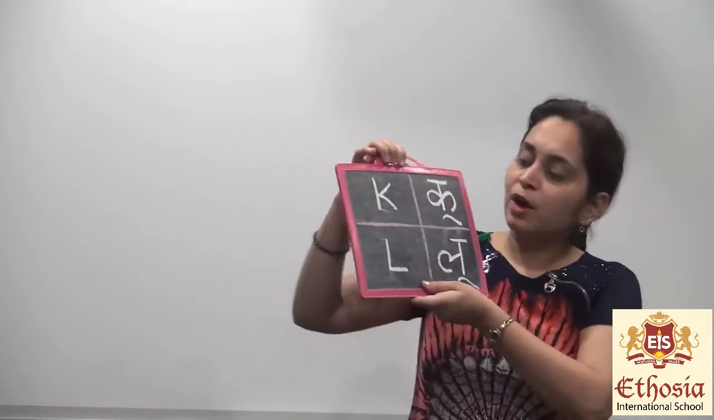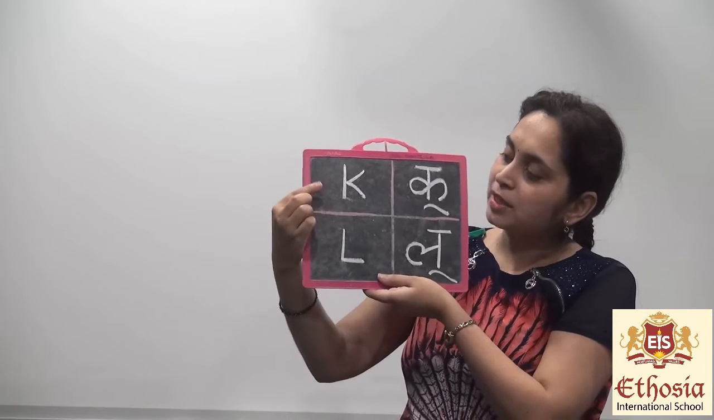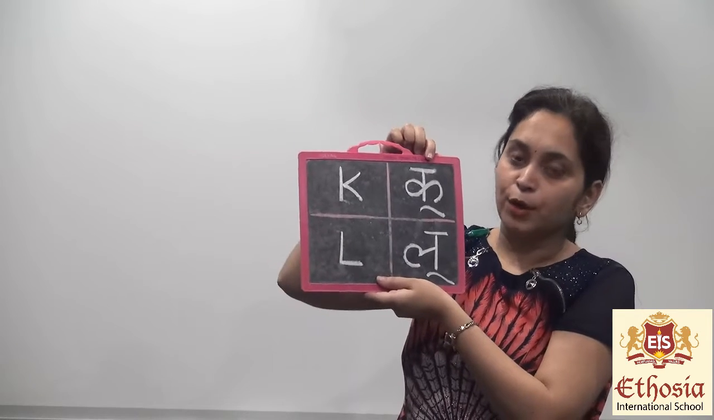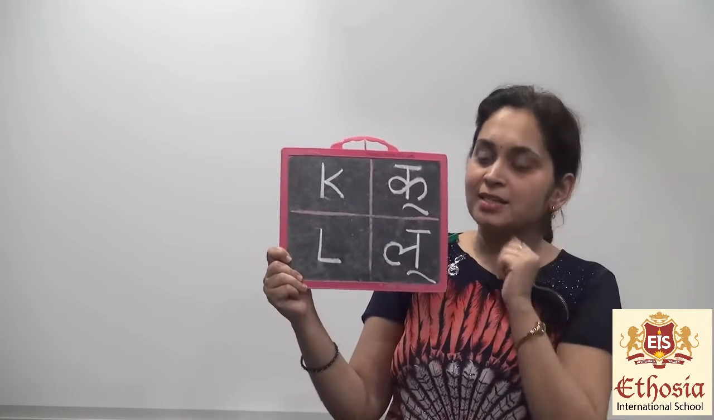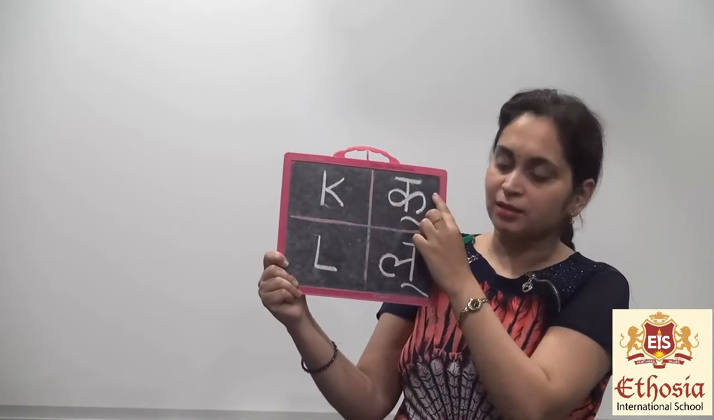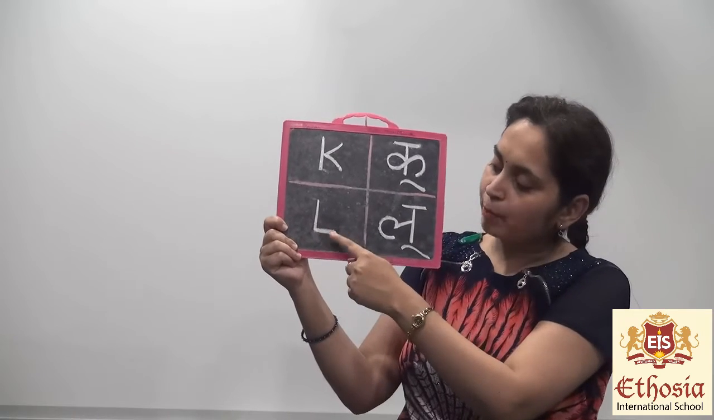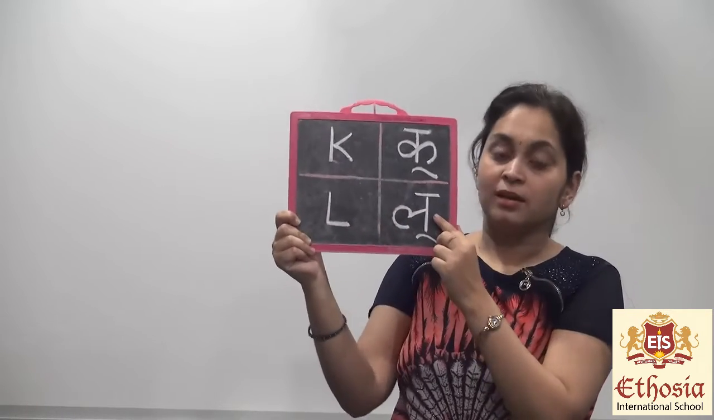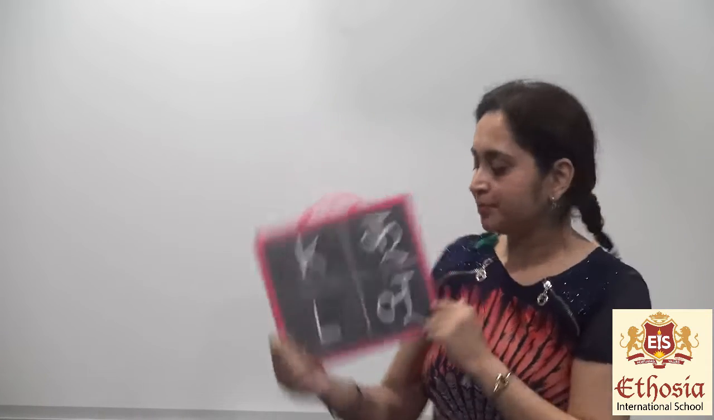Now our next two alphabets are, this is capital K. K says K, like kite is there, king is there. What is the phonic sound of this letter? K says K. Next, this is capital L. L says L, like lion, lamb, and so on.